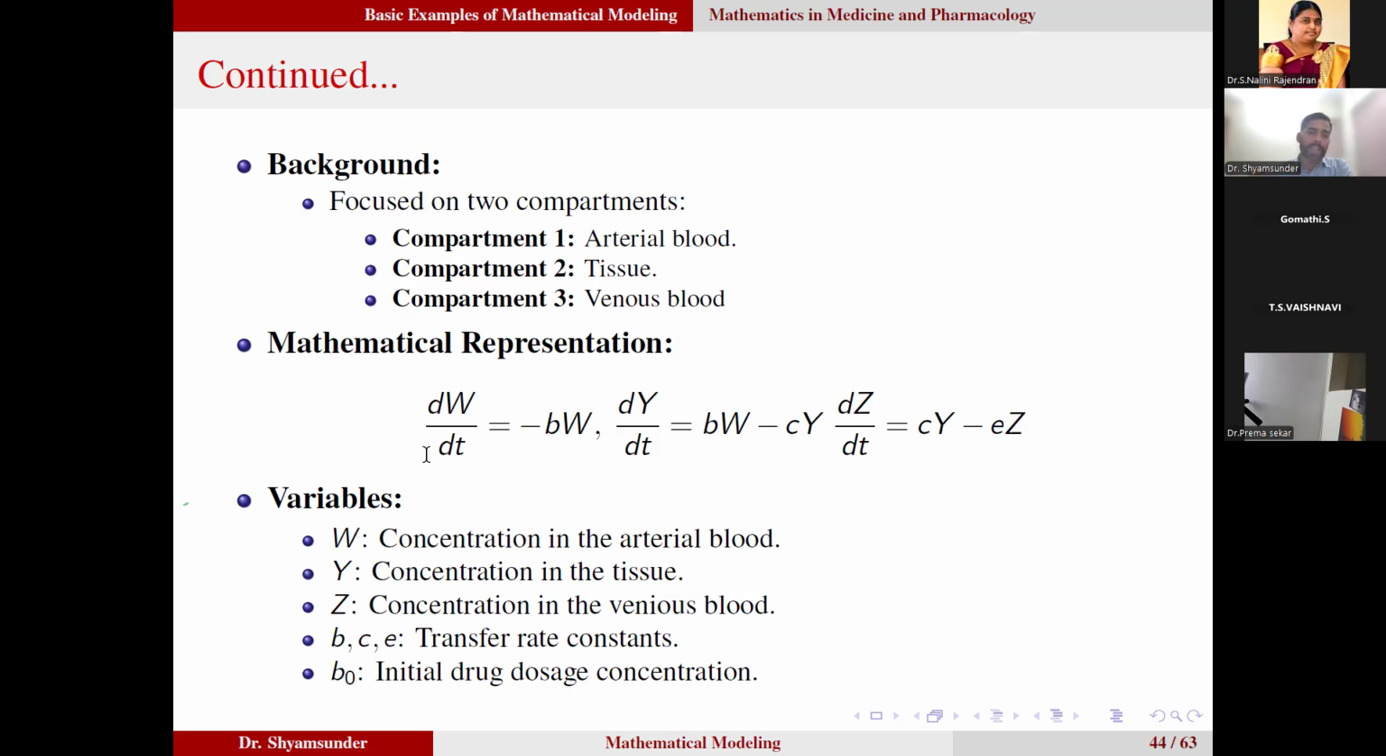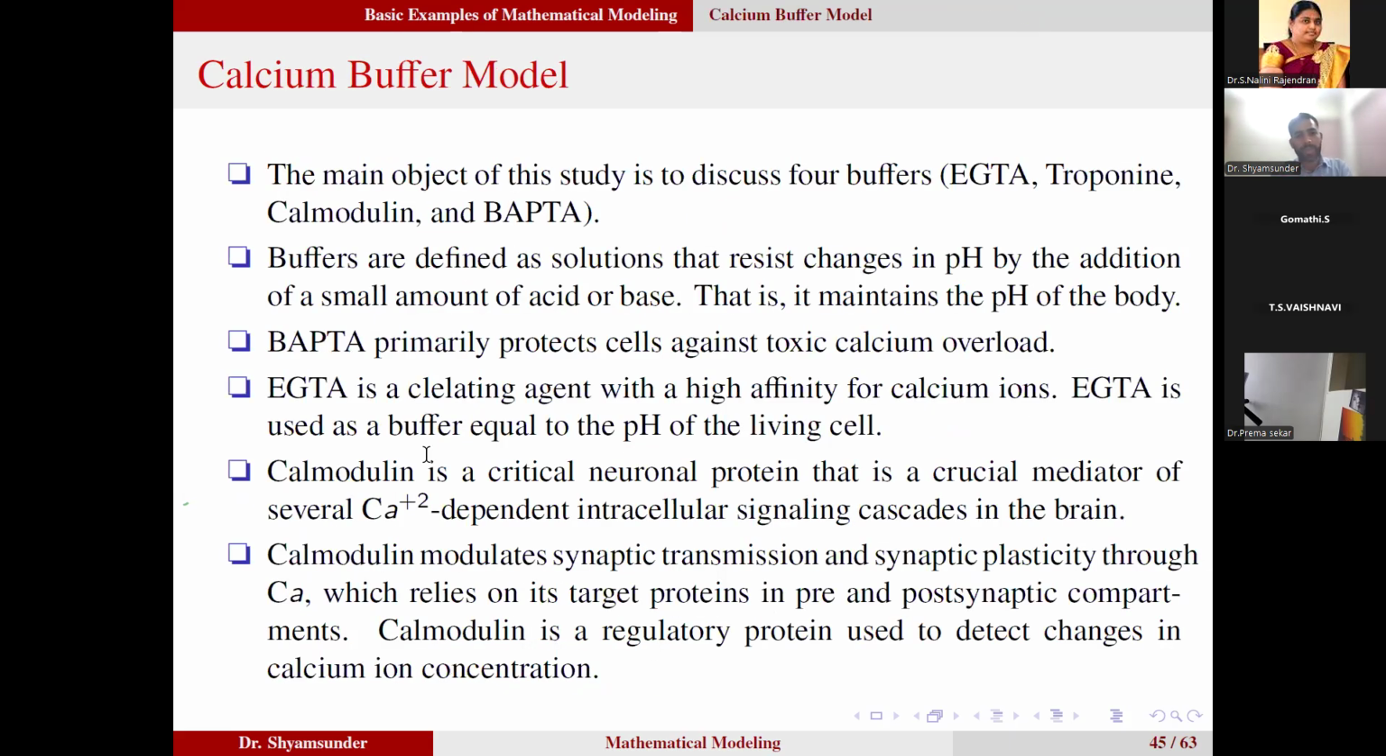Similarly, for the calcium buffer model, these are different mathematical models known as biomathematical models. The main objective of this study is to discuss four buffers: BAPTA, EGTA, troponin, and calmodulin. These buffers are solutions that resist changes in pH in the human body, that is, they maintain the pH of the body. The BAPTA primary buffer maintains against toxic calcium overload.